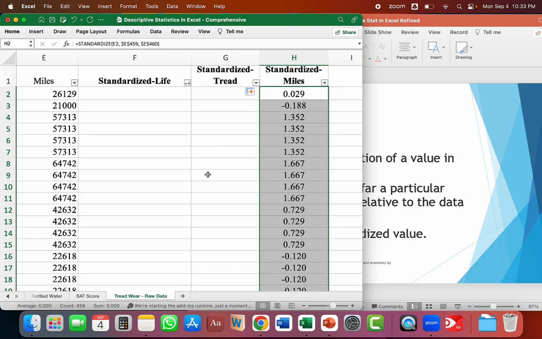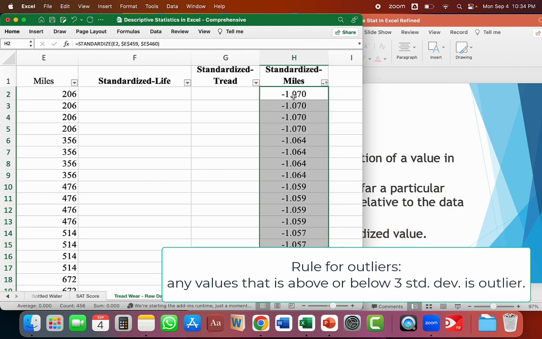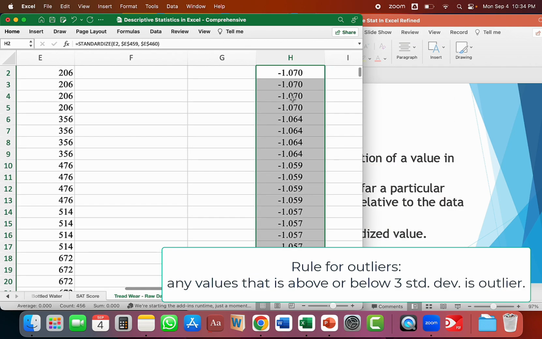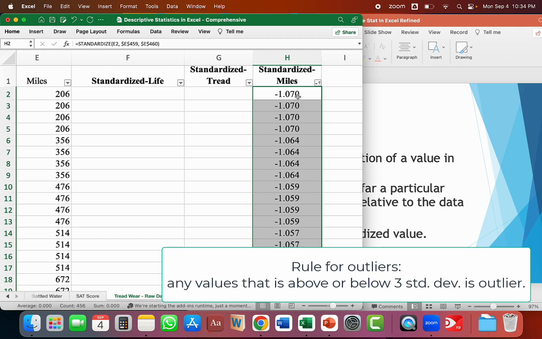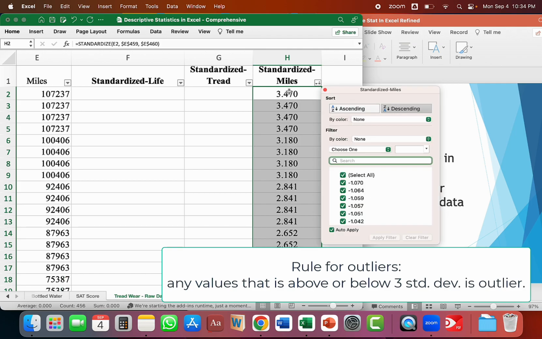The utility of this is that we use it to find outliers, if any. If I choose from the filter value ascending, which means the lowest value comes at the top and then other values keep increasing gradually, you can see the lowest value is minus 1.07. What about the highest value? The highest value is 3.47.